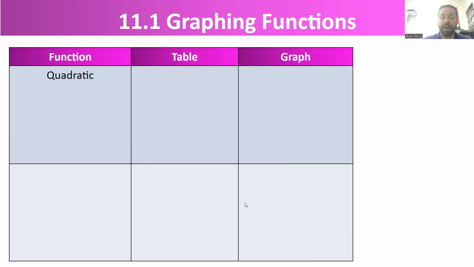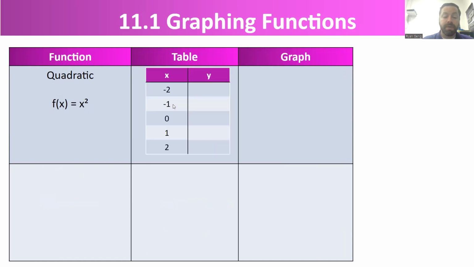Now let's take a look at quadratic functions. And remember, that's when x is squared. All right, so that's the very basic quadratic function. As we come up with our table, again, we're going to choose -2, -1, 0, 1, and 2. Plugging those in, -2 squared is +4. -2 times -2 is +4. -1 squared is 1. 0 squared is 0. 1 squared is 1. And 2 squared is 4.